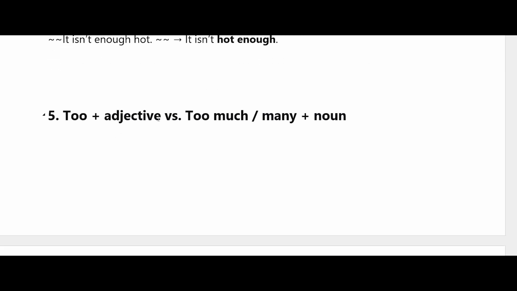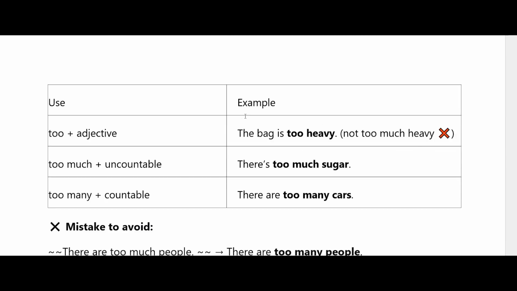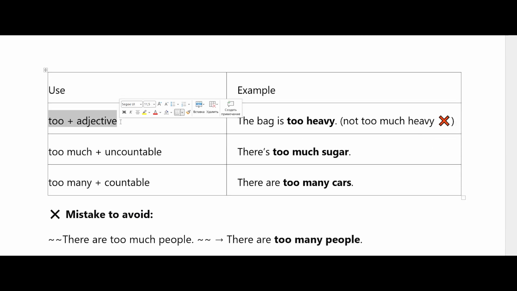Next, too plus adjective versus too much, too many plus noun. Oh, that's important. So you use too plus adjective and nothing more, like the bag is too heavy. You don't need to say not too much heavy or too many heavy. No, just the bag is too heavy.